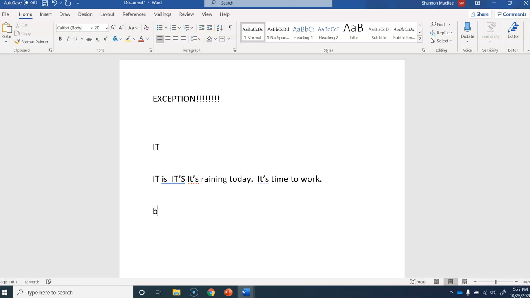But if I mean belonging to it, I'm simply going to use ITS. So I might be talking about my cat. You know, I always talk about my cats. I might say the cat licked its tail. In this case, I mean the tail belonging to it. So I don't use an apostrophe because it's a possessive. This is a little bit tricky. The main thing to keep in mind, though, is if you mean it is, use the apostrophe. If you mean belonging to it, do not use an apostrophe.